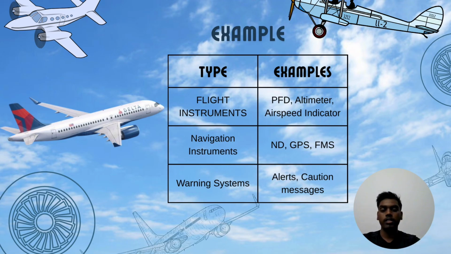Okay, last but not least, we have warning systems. These systems are very important for safety because they alert the pilot to any problems. Examples include alerts and caution messages, which warn the pilots about system failure or abnormal condition of the aircraft performance. So, in conclusion, these instruments work together to ensure safe and efficient aircraft operation.